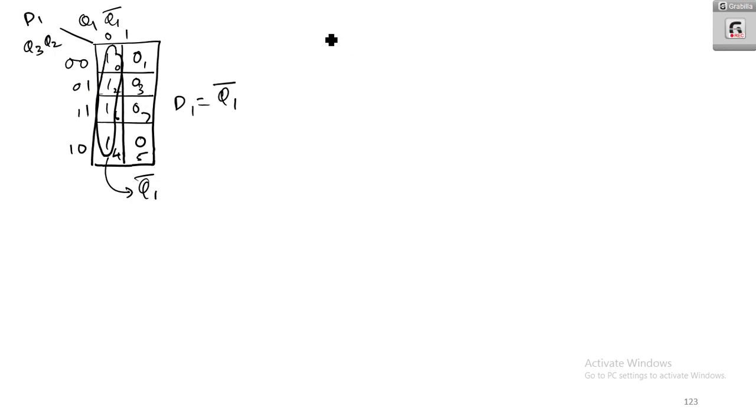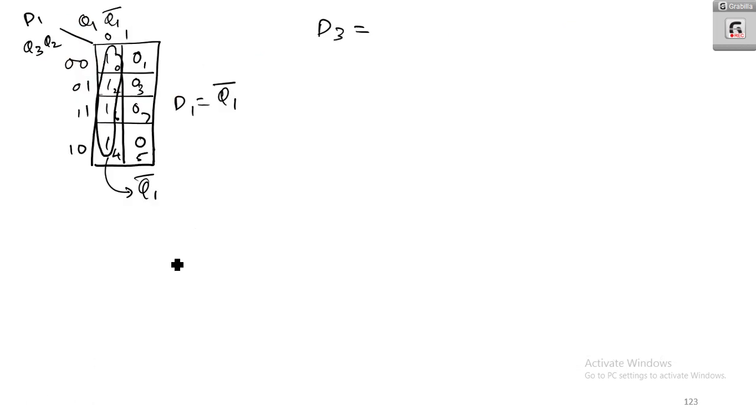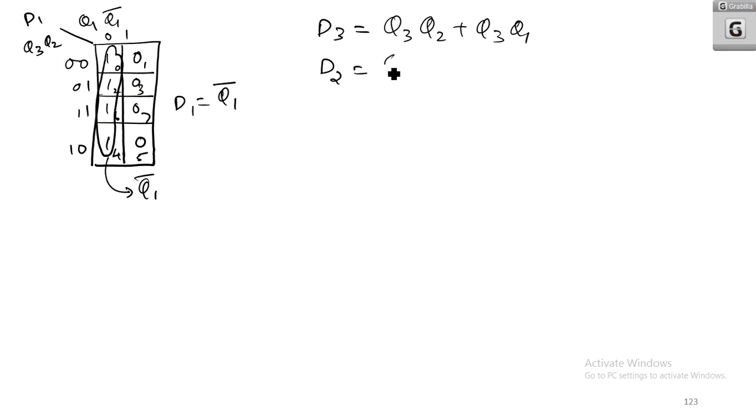Okay, so I am writing the expressions. D3 is Q3 Q2 or Q3 Q1. D2 is Q2 Q1 or Q2 bar Q1 bar. And D1 is Q1 bar.